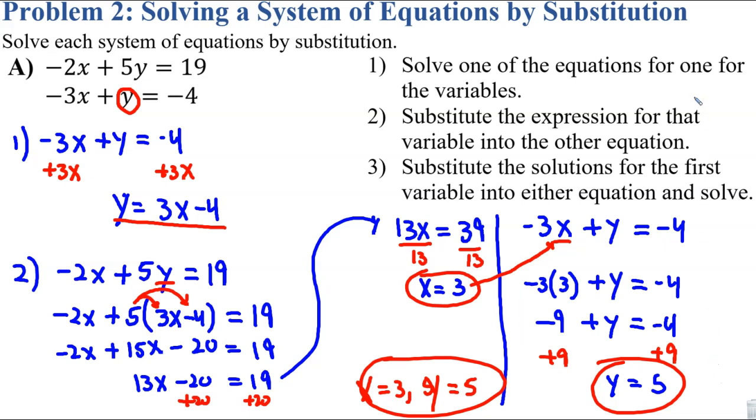Okay, so we've got those steps. We'll just walk through those again. I'll solve one equation for one of the variables. Substitute the expression for that variable into the other equation, and solve. And then substitute the solution for the first variable into either equation and solve. Part B is the same idea. Why don't you take a minute, pause the video, run through part B, and then you can hit play to check your answer.